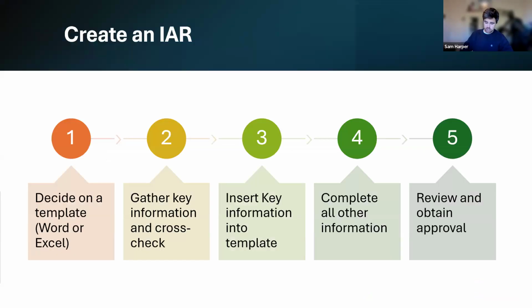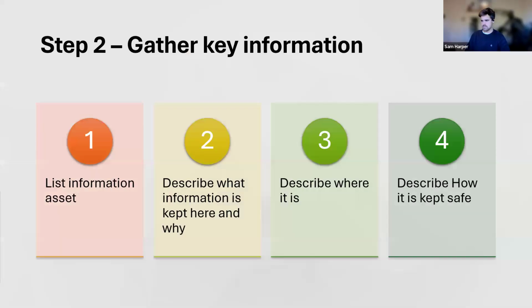So let's look at creating that information asset register. And I say I do have a template, and there is a template through the Digital Care Hub website that you can access. And you can just do a Google search, IAR, Digital Care Hub template, and you'll be able to go straight to that page and find this. So decide on a template. So either you can download one or you can create your own, maybe in Word or Excel. Gather key information, cross-check it, insert key information into your template, and then complete all other. We'll go through exactly what I mean by this.